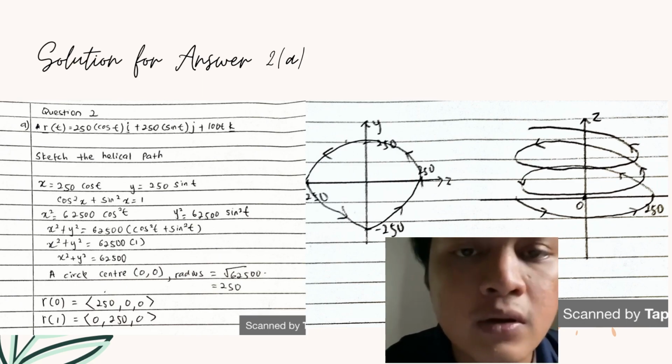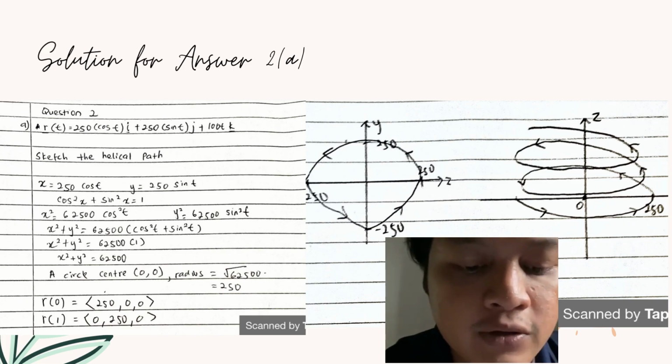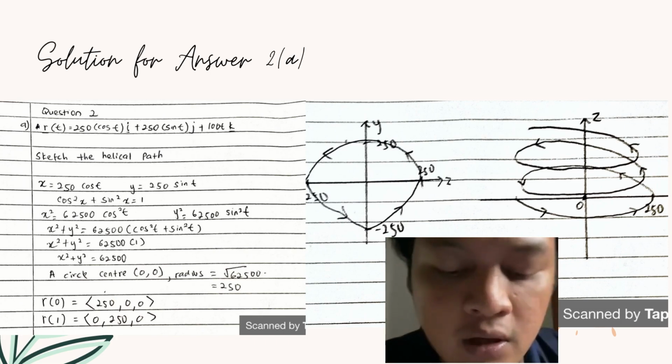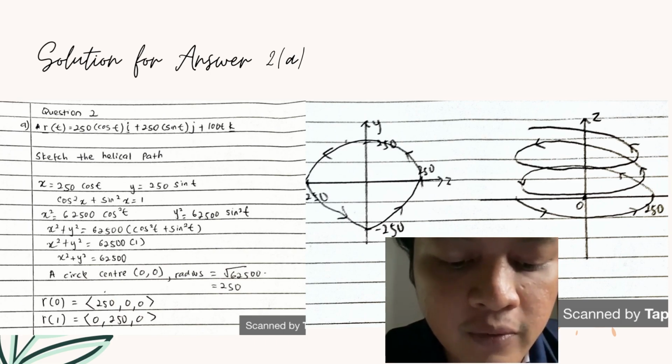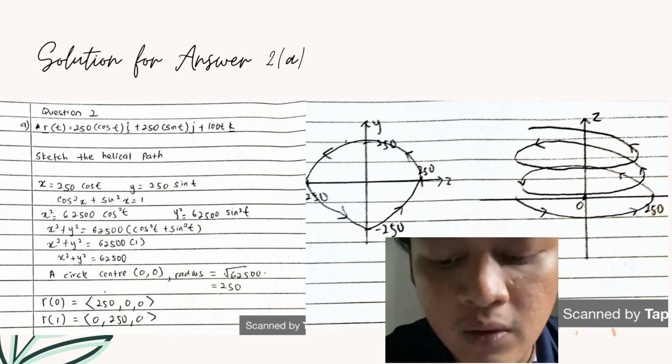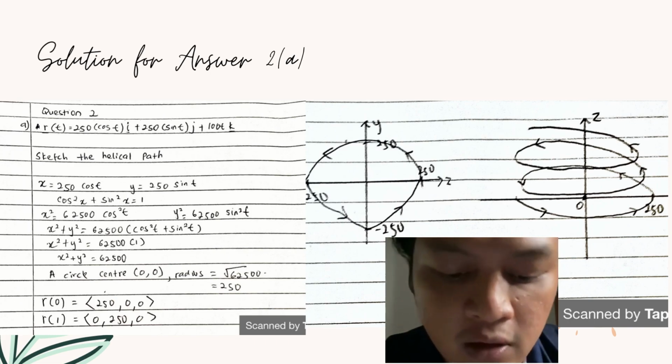Saya akan membentangkan jawapan bagi soalan 2A, iaitu sketch the helical path. Soalan yang diberikan adalah r(t) sama dengan 250 cos t i tambah 250 sin t j tambah 100t k. Jadi saya akan pecahkan pada dua variable, iaitu x dan y. x sama dengan 250 cos t dan y sama dengan 250 sin t.